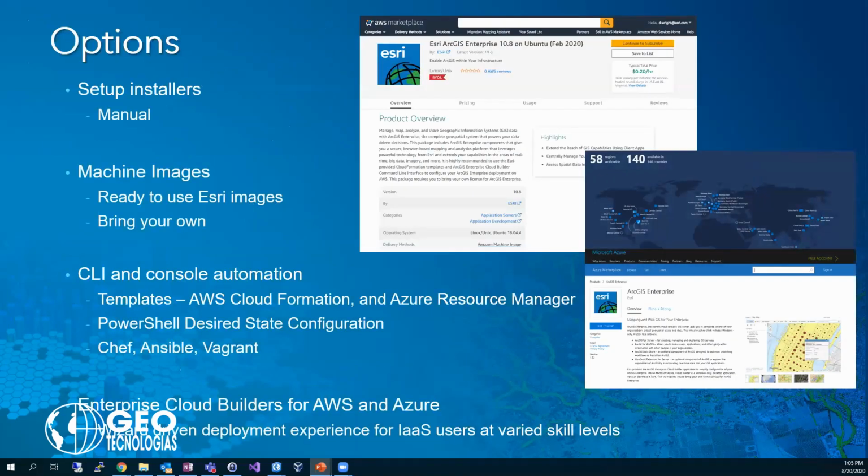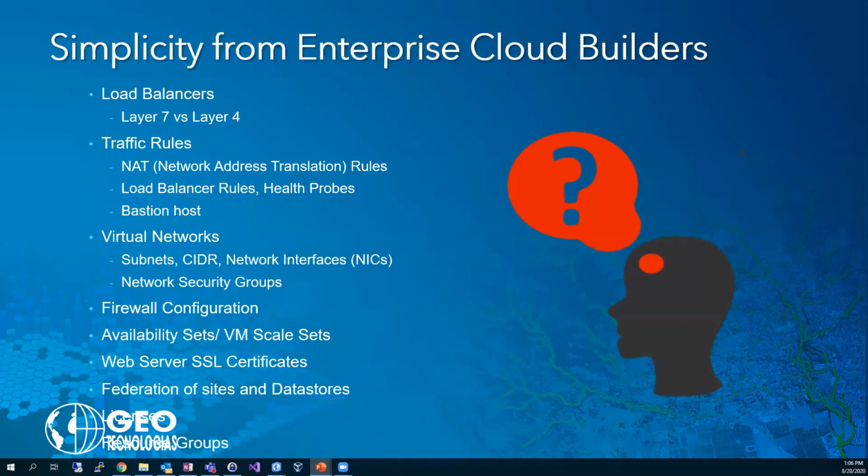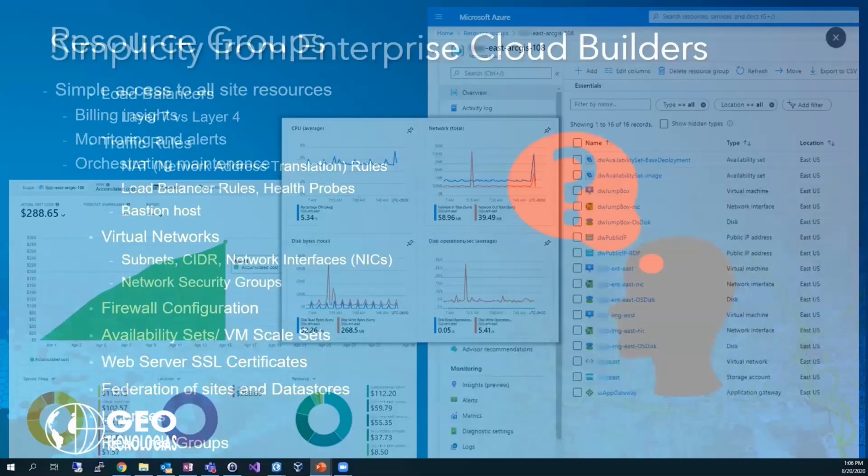So the options include what some of you may have already worked with in the past, setup installers that you can download and deploy on your virtual machines or in the cloud. We also have machine images that are available so that you can take advantage of that, save yourself some time in the configuration. And then there's a host of orchestration and automation tools that you can choose from. So part of the reason we like to use cloud builders to automate is you don't have to be an expert with cloud native technology, whether that be networking or load balancers or configuring security around best practices in firewalls. All of this gets managed for you through a simple wizard-driven interface.